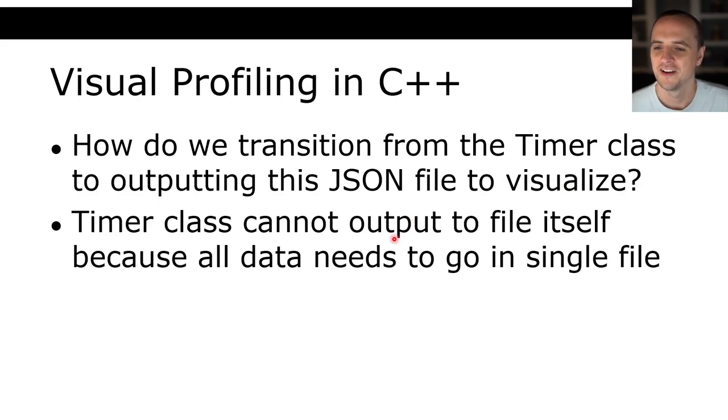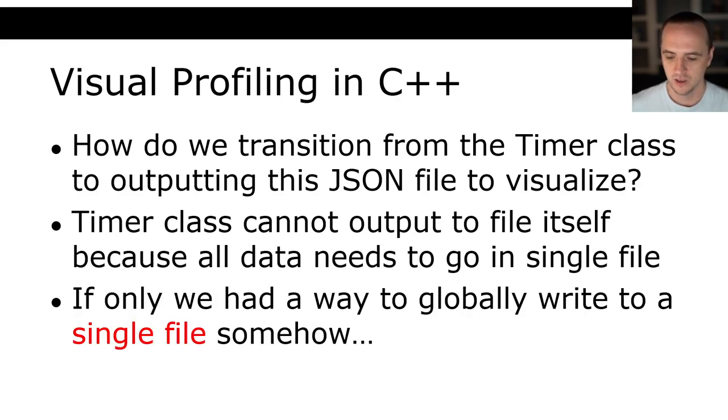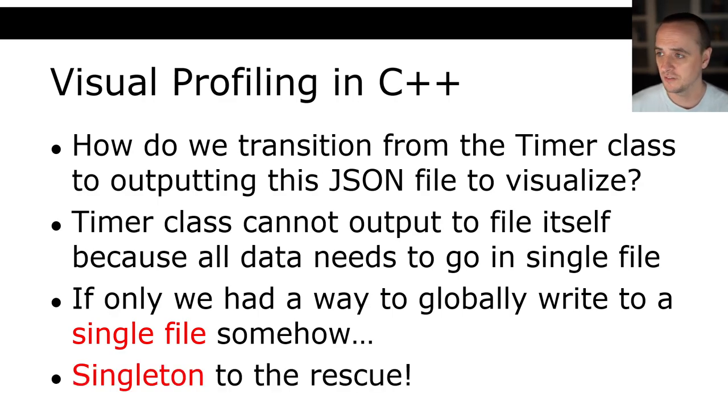Okay, back to my point. The timer class cannot output to the file itself because all the data needs to go to a single file, right? We've got to make sure that we're outputting all of this data to the same JSON file. If only we had a way to globally write to a single file somehow, right? So, Singleton to the rescue. We need to write out to a single profiling file, and we saw at the very beginning of this lecture how a Singleton can help us do that. Is a profiler Singleton that manages timers an okay thing to do? Someone just asked. Great question. Big spoiler alert, that's what we're going to do.